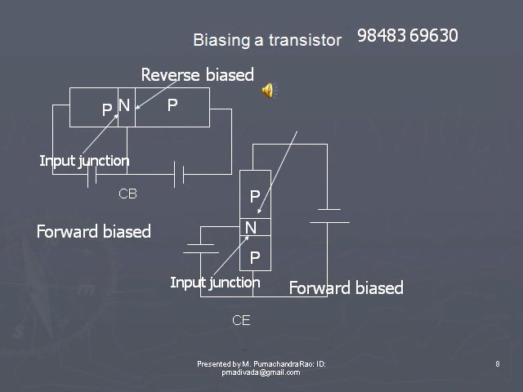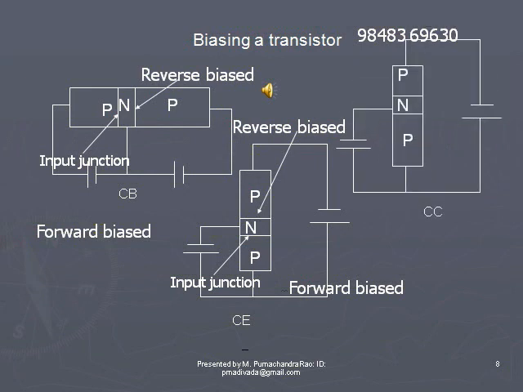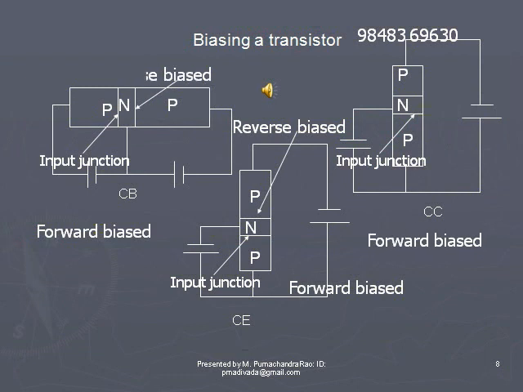In common collector configuration, the collector junction is the input junction. So the bottommost PN junction indicates the collector junction. It is forward biased, so the negative of the battery is connected to N and the positive of the battery is connected to P. That P is the collector. The top P indicates the emitter.